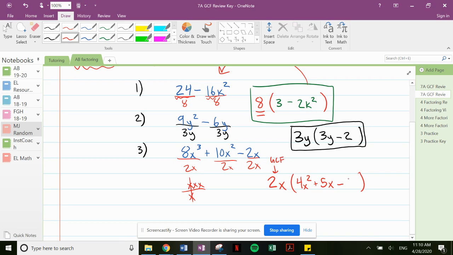over 2x. Well, look, everything kind of cancels out, so to speak. So do we write something there? We absolutely do. We need a 1 as a placeholder, so that when I multiply that 2x back in, 2x times negative 1 gives me that negative 2x. So here would be our final answer. Our GCF is 2x, but the entire factored form would be 2x times that quantity there.